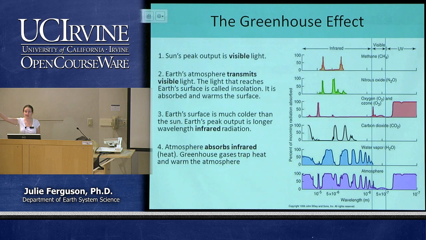And then if we look at methane, you can see that this particular wavelength, methane will absorb, and this particular wavelength, okay? You can see that oxygen and ozone, it's not so important in the infrared, but it absorbs nearly all of the incoming ultraviolet, and that's why our ozone layer is so important, because we need that to absorb that really harmful, high-energy ultraviolet radiation.